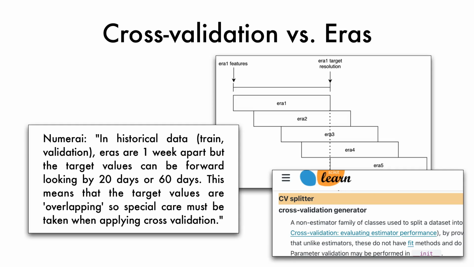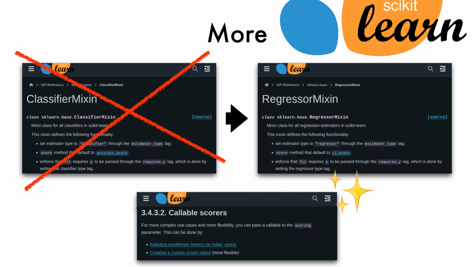If there is one flaw of my previous approach, it would have been not taking into account the overlap of the eras when applying cross-validation. So I corrected the oversight by implementing a specialized cross-validation splitter. Given the change to the data, I now use regressor models instead of classifiers, and given that I now lean more on scikit-learn, I also expanded the list of scoring functions.